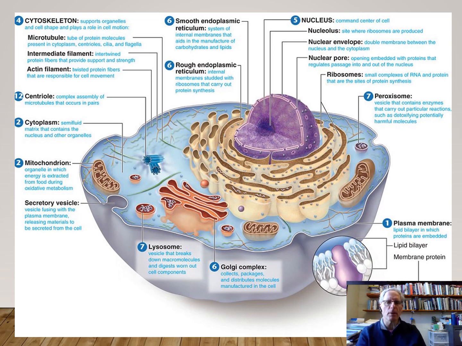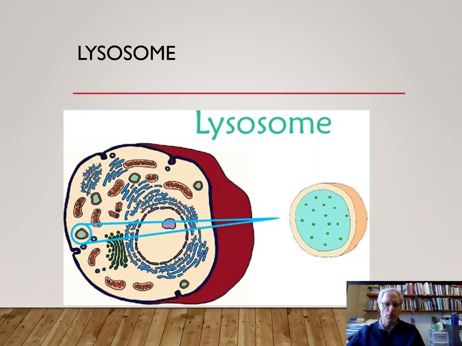So each of these compartments that you see here has a specific function. We'll go through each of the functions and what they do and their importance for the life of the cell. So the first of these is the lysosome. The lysosome contains a group of enzymes called acid hydrolases.